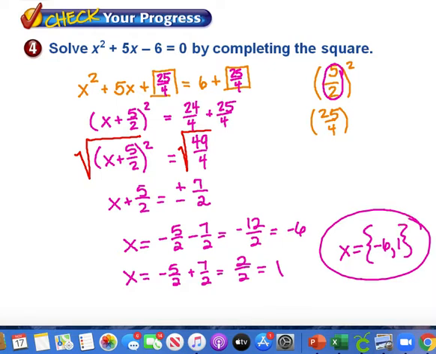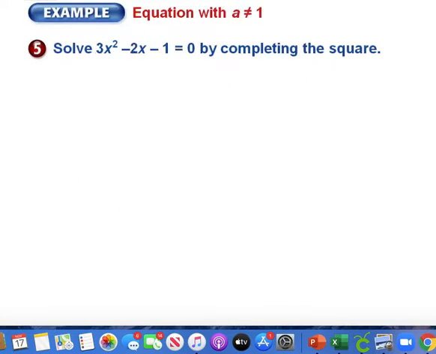All right, let's try some more. You'll see in this problem, we have an a to contend with. So this is the first time you've ever had a value here in front of our quadratic term as far as using the square root property. So what I'm going to do is I'm going to get rid of it. I don't want an a there. That's not going to be 1.